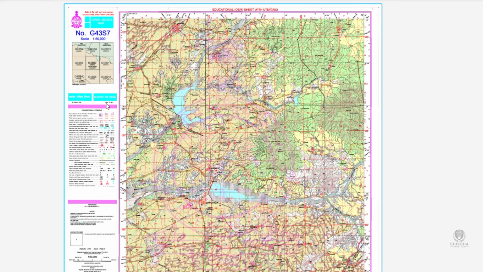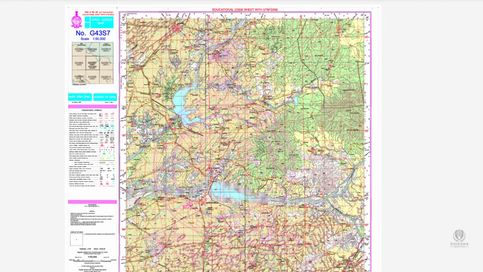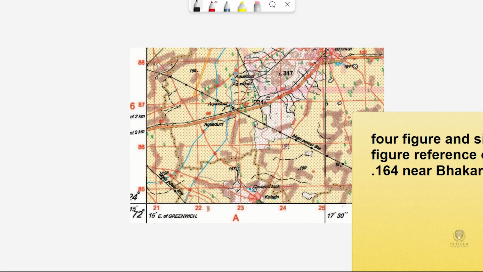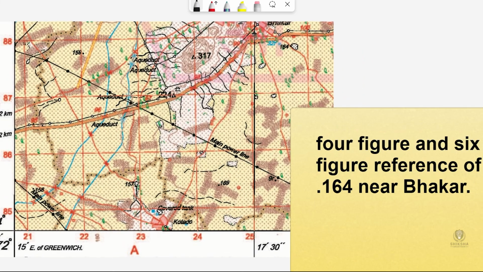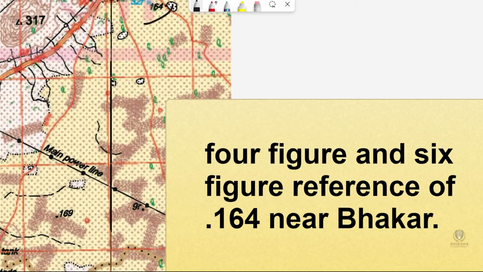Okay, so now let's solve a real map. This is a G437 3S7 map downloaded from the Survey of India website, and this is a map of Gujarat. So let's solve some important questions out of it. Taking this part of the map, we need to find the 4-figure and 6-figure reference of spot height 164 near Bhakar. On zooming, we get the spot at 164 is here.